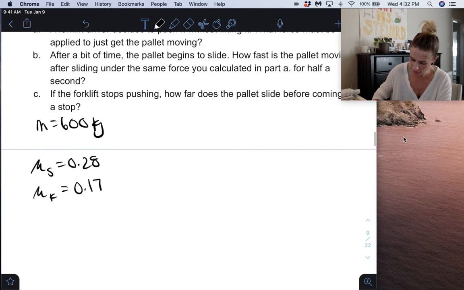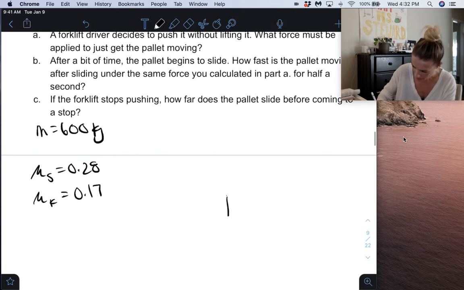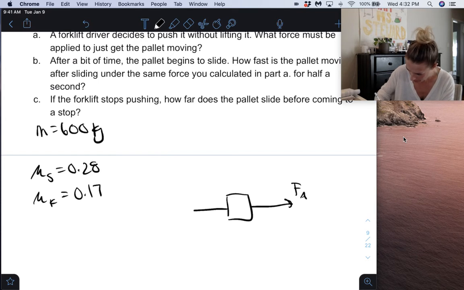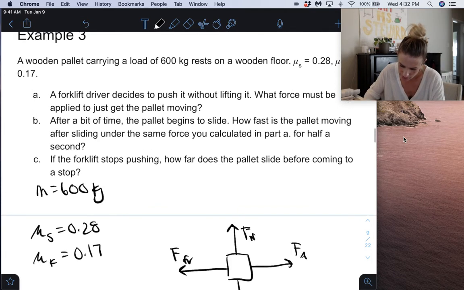So let's draw a free body diagram of what's happening here. So I have my pallet. The applied force is to the right, friction force to the left, normal force up, and then the force of gravity down. And we can just assume that the applied force is directly horizontal. They're not giving us any angles or anything like that.